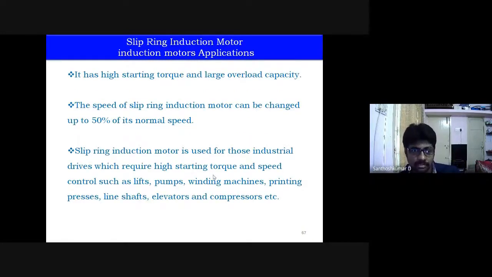Next we are going for the slip ring induction motor. It has high starting torque and large overload capacity. The speed of the slip ring induction motor cannot be changed beyond 50% of its normal speed. So 50% we cannot change, after that we cannot change. So this is also used in lifts, pumps, winding machines, printing presses, line shafts, elevators, and compressors.